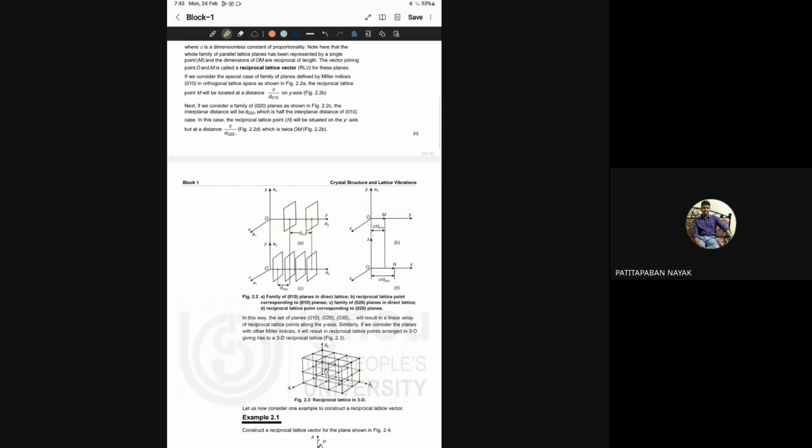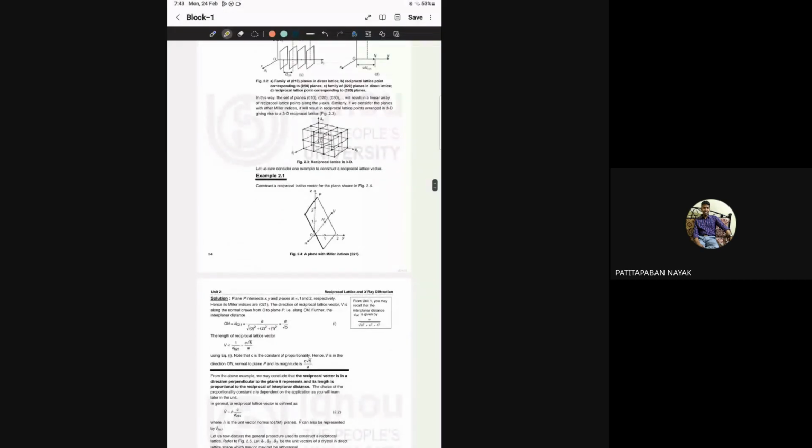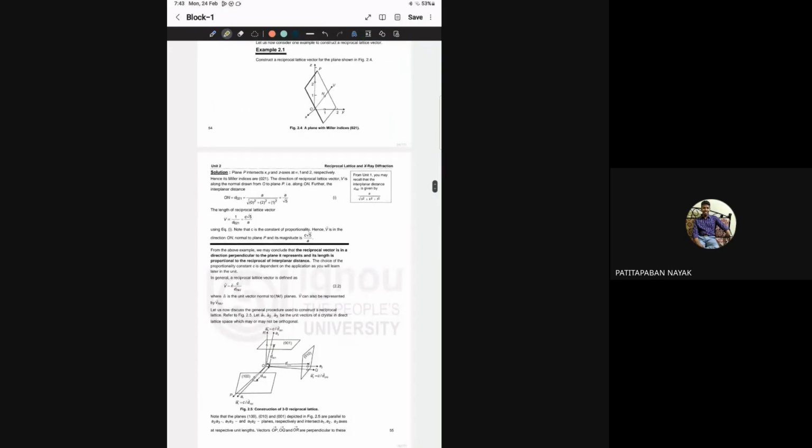Is it clear? If it is not clear, you can ask me. Let me show you a few figures from the book.